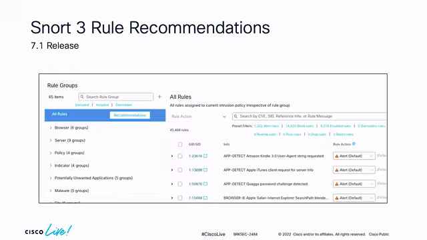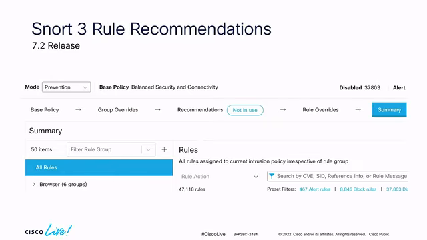So this is 7.1 in the intrusion policy UI, and there's a button here on the left where your rule categories are, where you can configure recommendations. In 7.2, we changed the UI a little bit, trying to show more of how the layers work here, right? So you have a base policy, group overrides, recommendations, and your own rule overrides. So that's where you customize those rule states. But it's a little different spot, and there's a button there that you would click to enable recommendations and configure those.